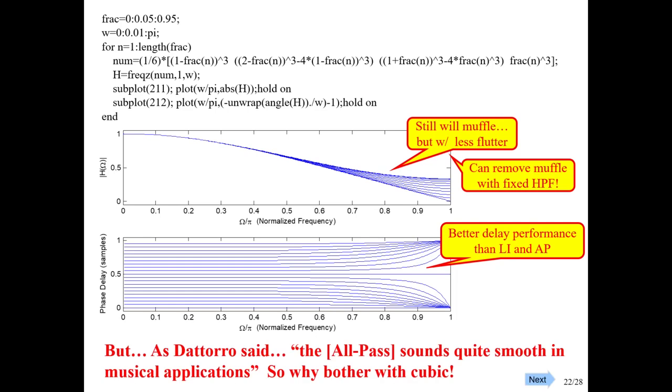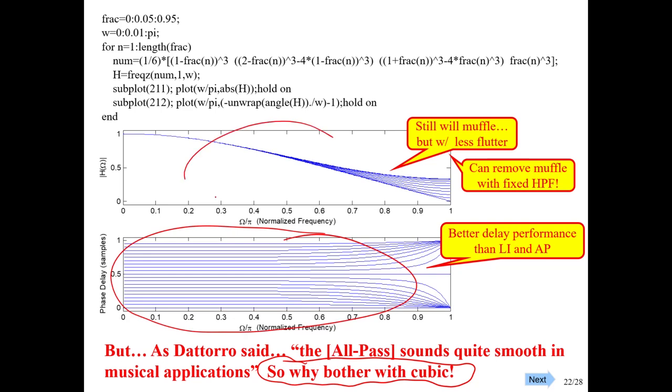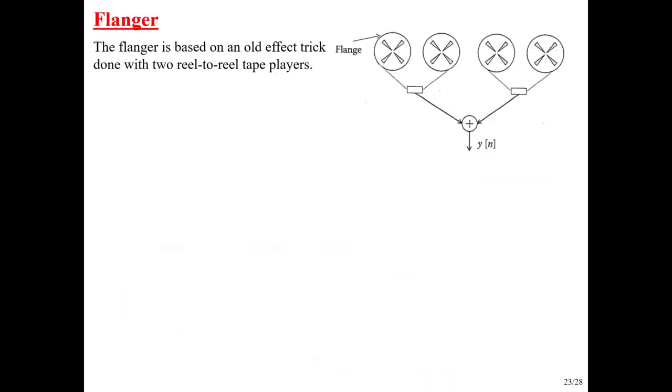But remember, Totoro said the all pass, even though it doesn't match numerically and precisely the numbers, it sounds good. Musicians can use this quite readily and they like it. So why bother with the cubic? I'm not sure that Totoro said that. I'm not sure he even considered the cubic in his paper, but that's what I'm saying. If the all pass works well from a musical application point of view, there's really no reason to go to all the overkill to make this happen. And we still have to fix this with some sort of high pass filter. So, okay. So that's vibrato.